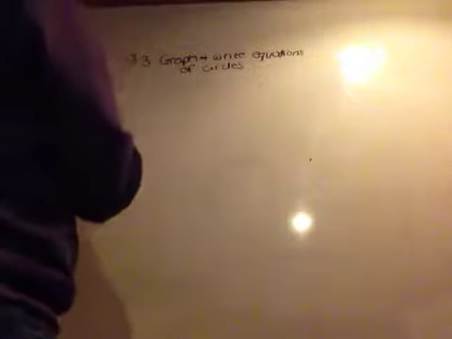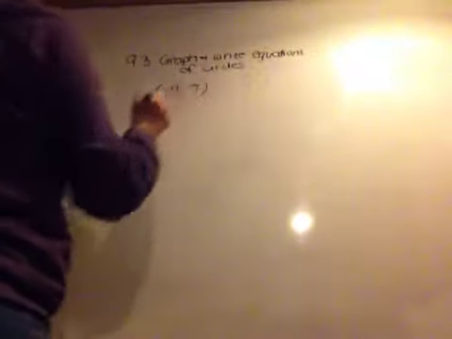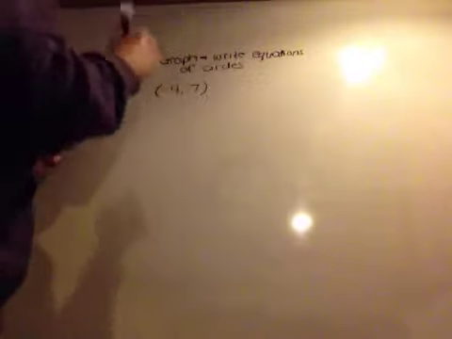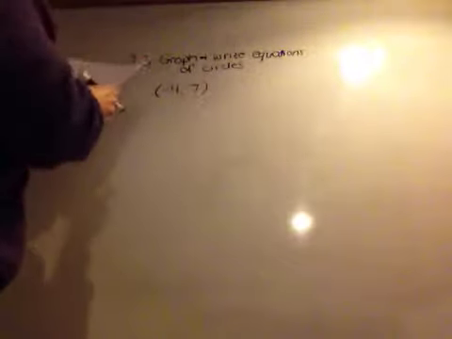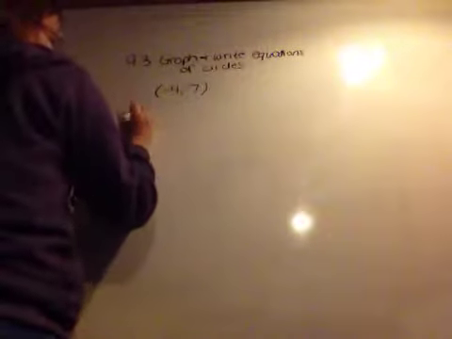Okay, so if we are told that a point lies on a circle, like in this next example, we have the point negative 4, 7. It lies on a circle whose center is the origin. We want to write the standard form of the equation of the circle. So the first thing we have to do is find the radius. So we can find the radius using the distance formula.